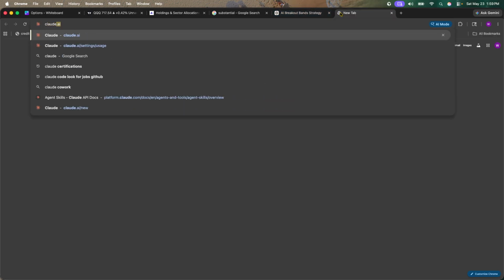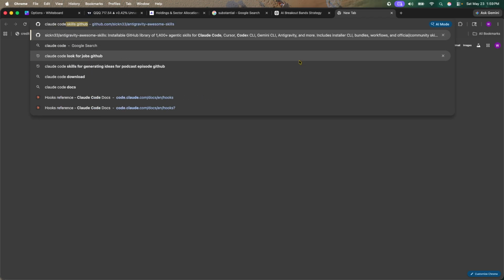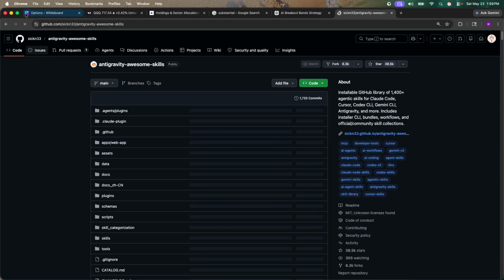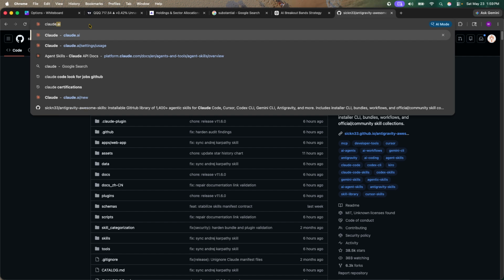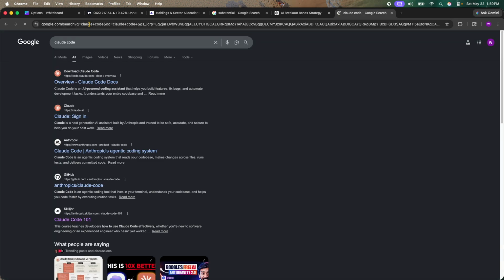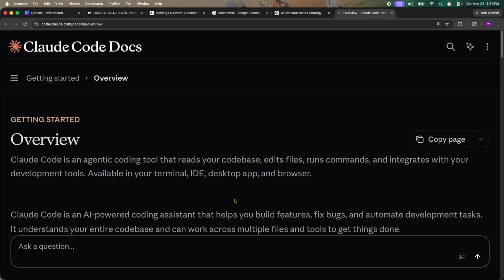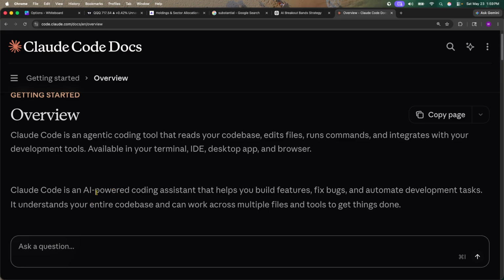So for those that aren't familiar with Claude Code. Oh, I didn't want that. Claude Code, not skills. Beautiful. So what is Claude Code? Claude Code is an AI-powered coding assistant that can help us build features, i.e. backtest, fix bugs, automate development tasks, right? It understands the entire code base and it can work across multiple files to get things done.